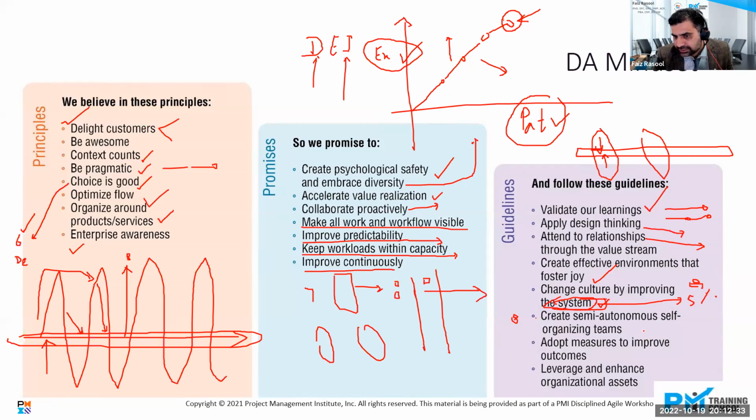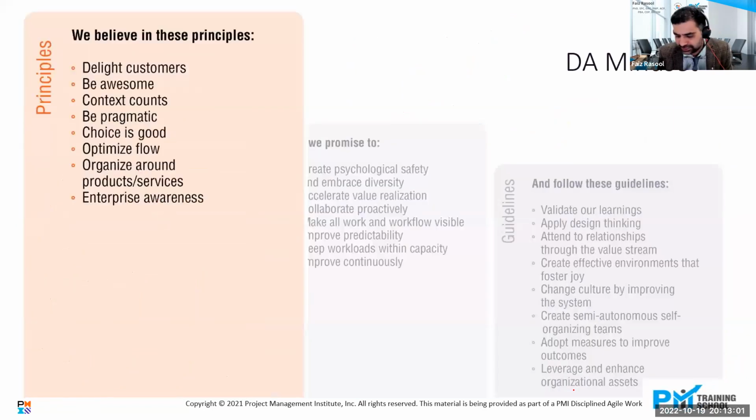Create semi-autonomous self-organizing teams. Adopt measures to improve. Don't go for status reports all the time. They may not be helpful. Your team knows how to prepare a status report to make you happy as a manager. Leverage and enhance organizational assets. That's the best thing: organizational process assets, how to leverage them and how to improve them. This is the best thing you can do for your organization.